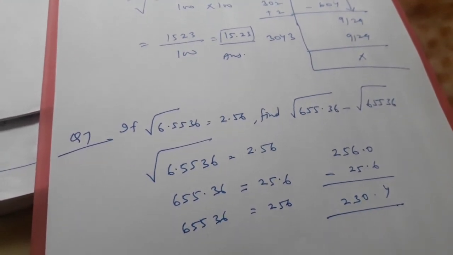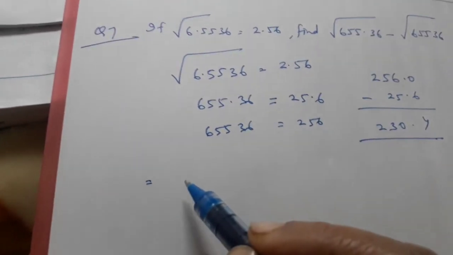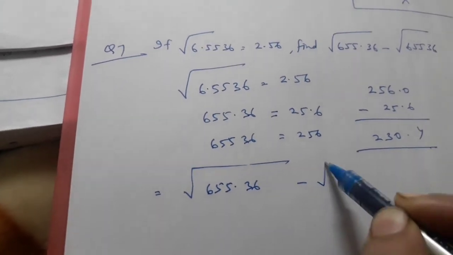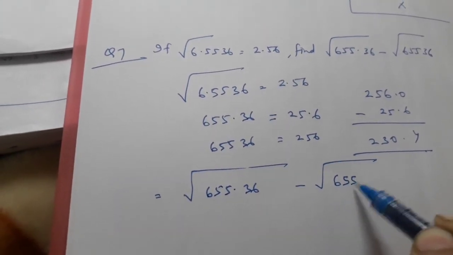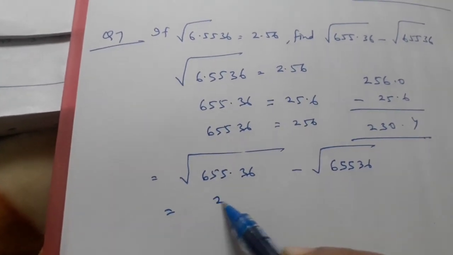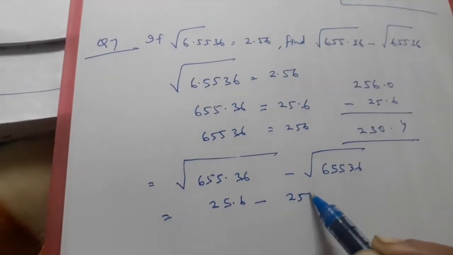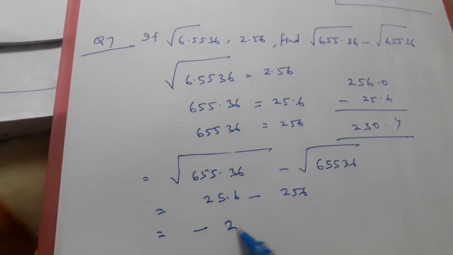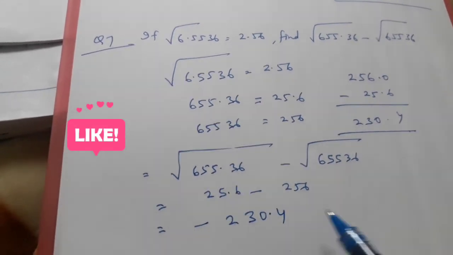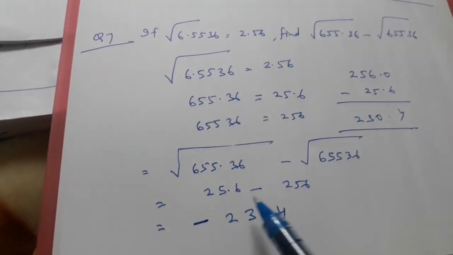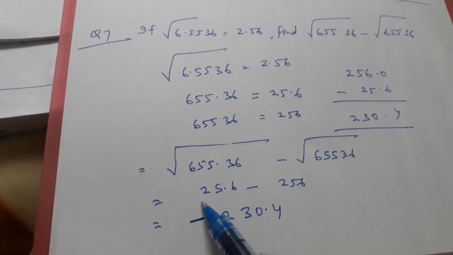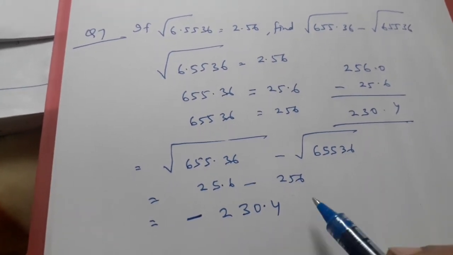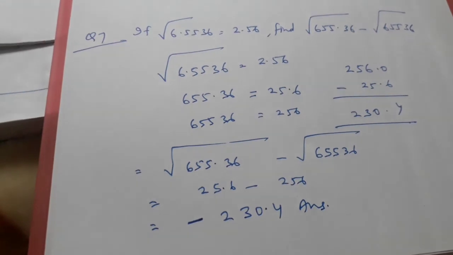So our answer would be root 655.36 minus root 65536, that would be equal to 25.6 minus 256, that would be equal to minus 230.4. Why is the negative sign here? Because we are subtracting 256 from 25.6, which is a smaller number, and this is the bigger number. So the negative sign would be there. So this is our answer of question number 7.